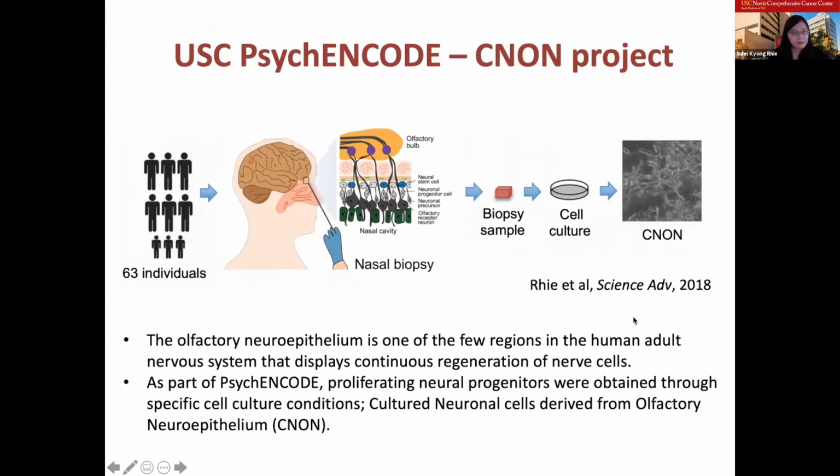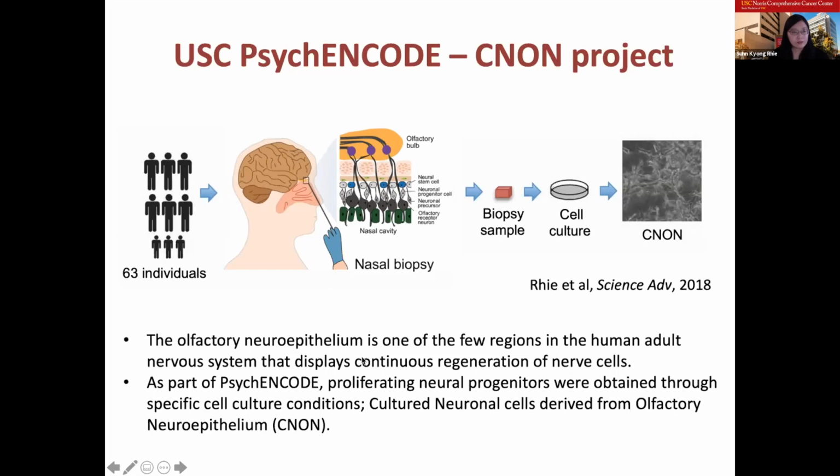Let me briefly introduce our USC Psych ENCODE project. In the Psych ENCODE project, we studied schizophrenia. Schizophrenia patients are known to have some problems with the sense of smell, and we hypothesized that they may have a different epigenome in the olfactory neuroepithelium, which could lead to the disease or be affected by some cause of the disease.